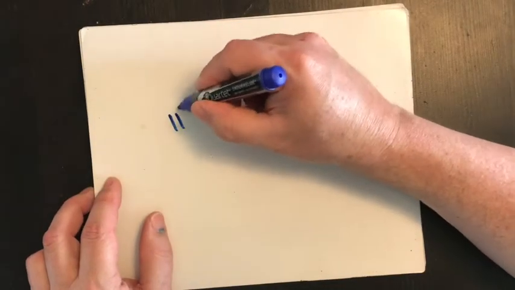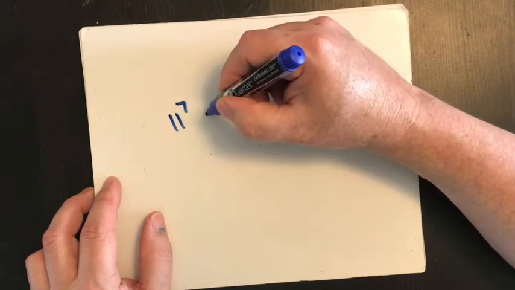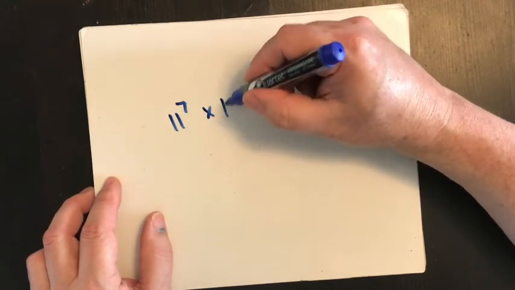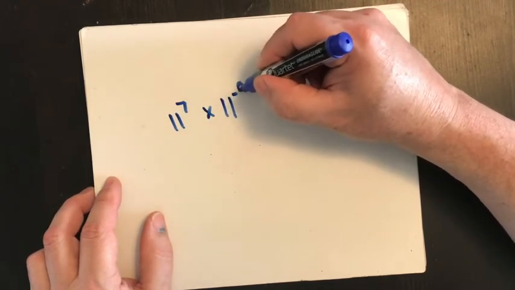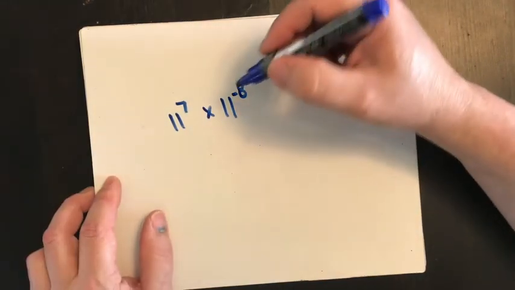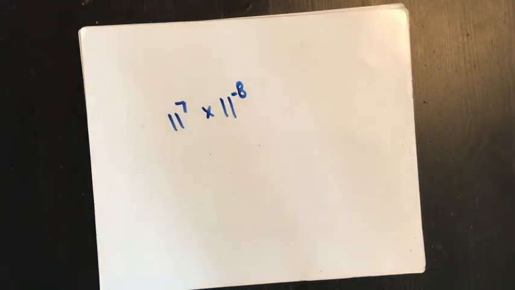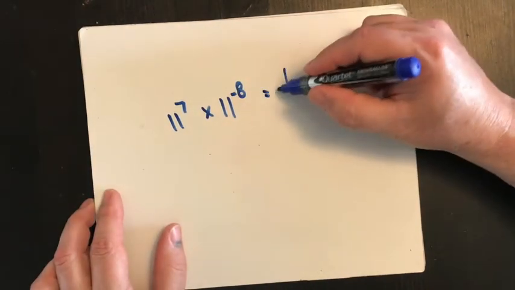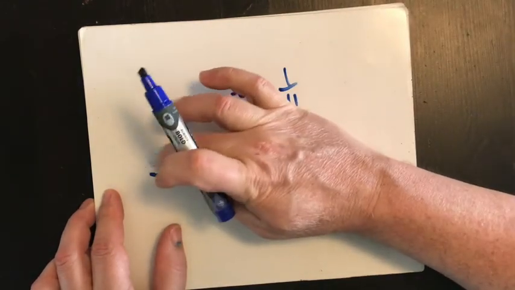What is 11 to the 7th times 11 to the negative 8? Good, try that. You should give your answer in fraction form. I'll wait. I hope you got 1/11.